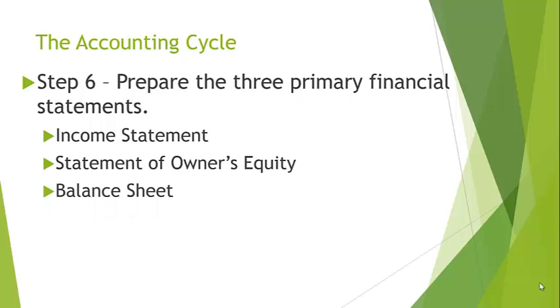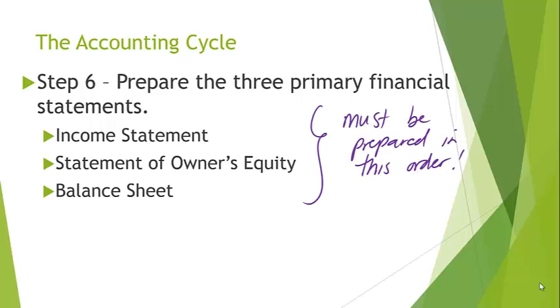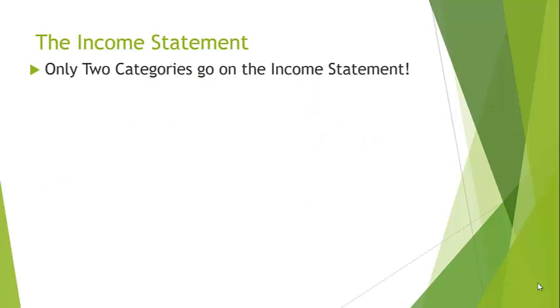The thing that's important to suggest here is you need to make sure that you prepare them in this order. The reason is because I need information from the income statement to help me prepare the statement of owner's equity. And then I need information from the statement of owner's equity to prepare the balance sheet. So make sure they are prepared in this particular order. So let's break each of them down.